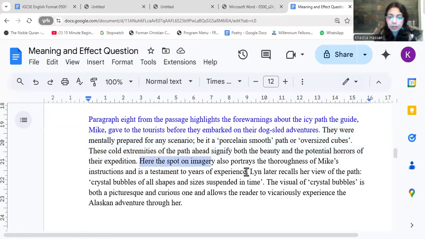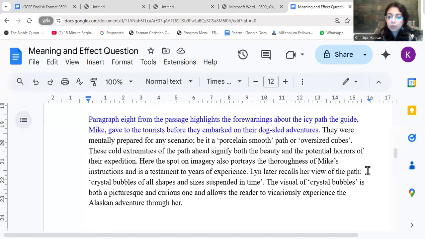Explicit, implicit. What is the imagery doing? It's actually showcasing how thorough Mike is with giving instructions, and also that he has years of experience, because of the image that he has created: oversized ice cubes, porcelain smooth. Even though I am not there, I can visualize that icy path, that it can either be porcelain smooth or oversized cubes.